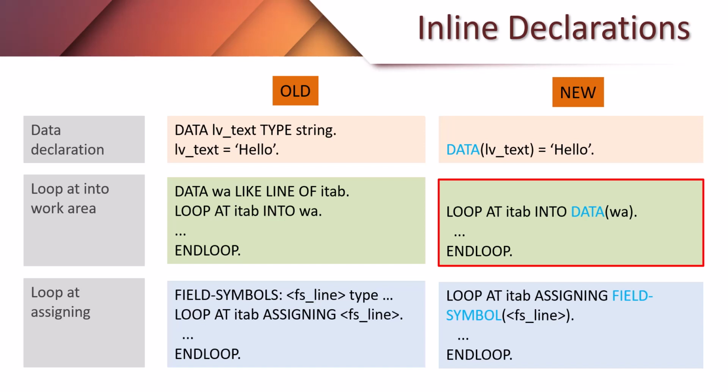You just have to use the operator DATA. In brackets, you type the work area name, and the compiler will determine the data type of the work area based on the data type of the internal table.